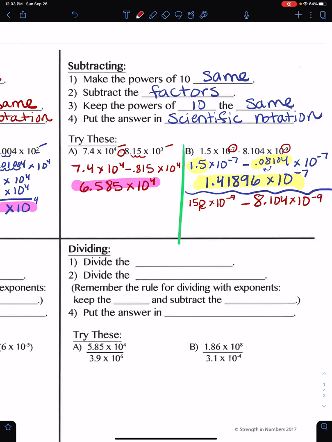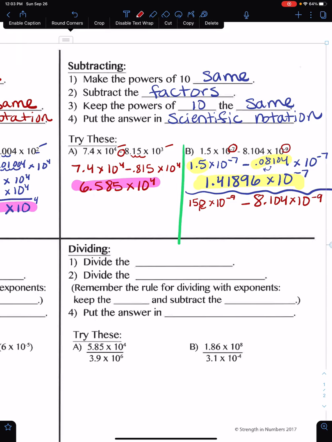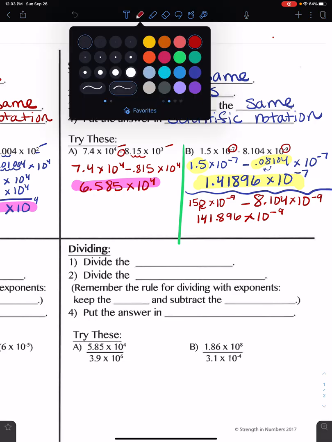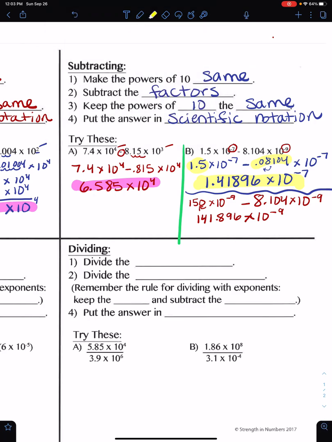Okay, so let's do 150 minus 8.104. Since I'm doing these notes before the notes in class, I'll make sure that I do one of the examples so that we have to put it in scientific notation at the end. All right, and we're going to keep the -9. Okay, now you can see that my answer is not in scientific notation because this number is not a number between 1 and 10. So I need to convert this.